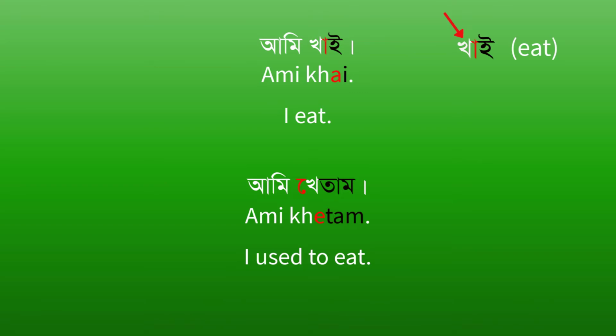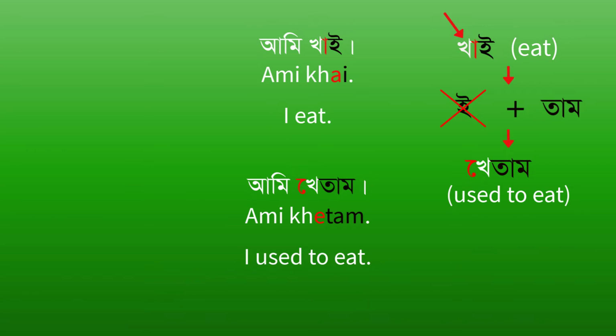Here খাই means eat, and to say used to eat we need to cut the e and add tam, and the akar will become ekar. So the verb will be খেতাম। আমি খেতাম। I used to eat.